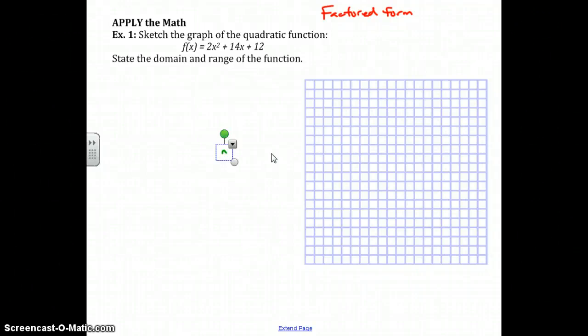Hi and welcome to Foundations 20, Section 7.4, Example 1. This section here is on graphing quadratics using factored form.